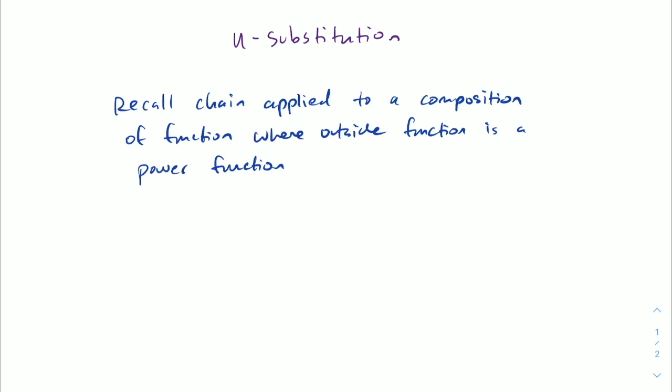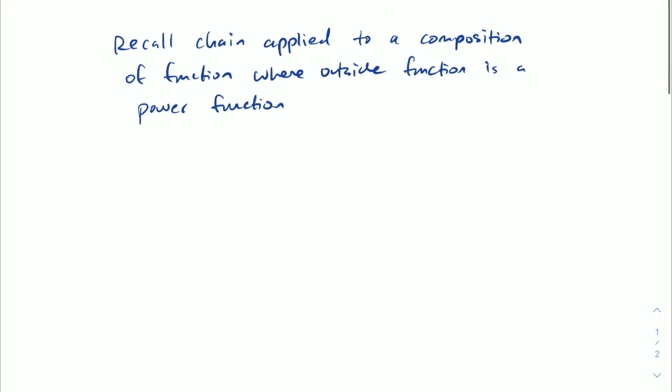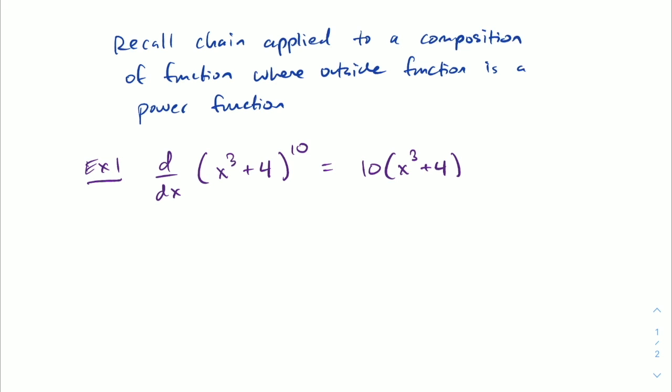We'll call this example 1. So let's differentiate x cubed plus 4 to the 10th power. Okay, so the chain rule says we bring down that power, we leave the inside alone, we subtract 1 from the power, and then we multiply by the derivative of the inside, which in this case is 3x squared.